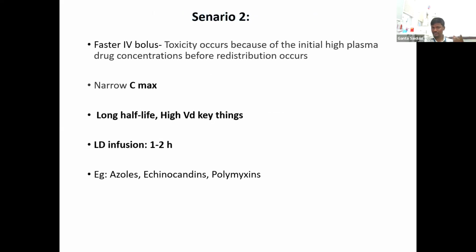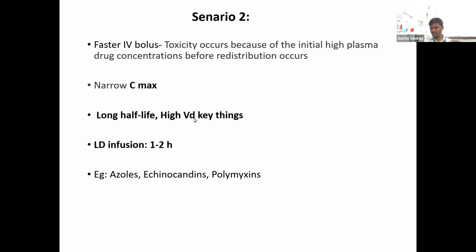And there is a second scenario where you cannot give a fast IV bolus. In the beta-lactam class you can give the bolus very fast, but there are some antibiotics where you cannot, such as azoles, echinocandins and polymyxins. For these antibiotics the loading dose should be a slower infusion, like 1 to 2 hours. You cannot give it over 5 to 10 minutes because they have a longer half-life and a high volume of distribution.